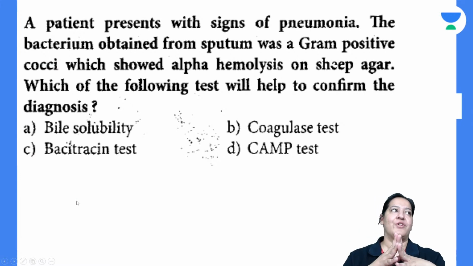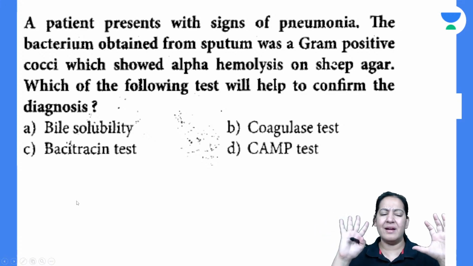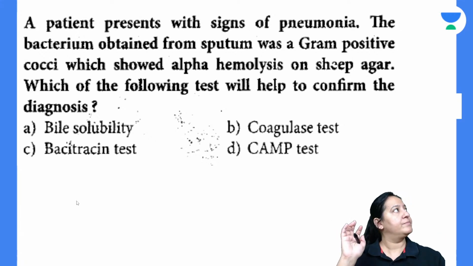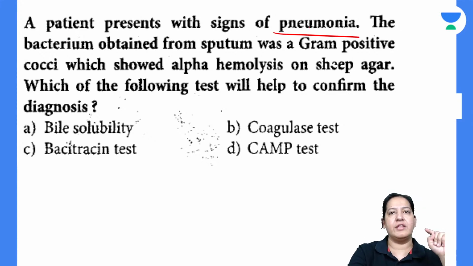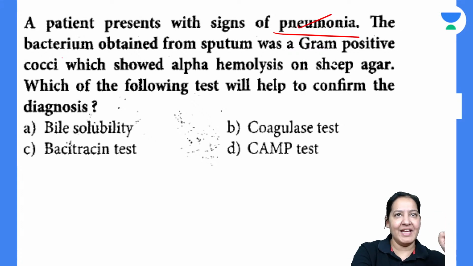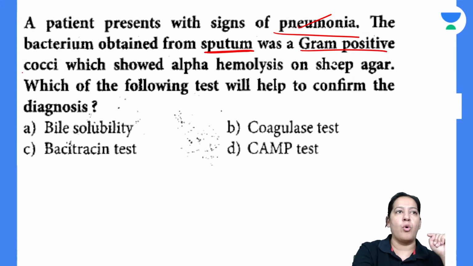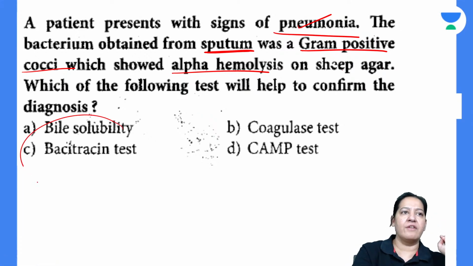So the next question is in front of you. These are the big clinical questions which came in your exam, and these are a little bit of a difficult level. Okay. The next question: a patient presents with signs of pneumonia. So the first clue given in the question is pneumonia. The bacterium obtained from the sputum, you have taken a sputum. The bacteria is gram positive cocci, showing alpha hemolysis on sheep agar, meaning blood agar. Which of the following tests will confirm your diagnosis?